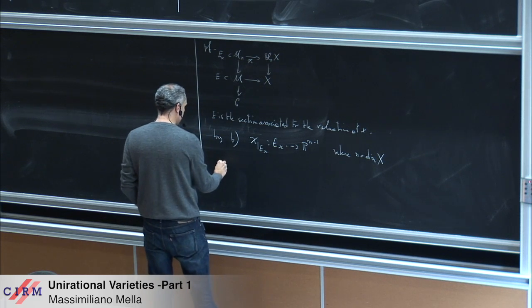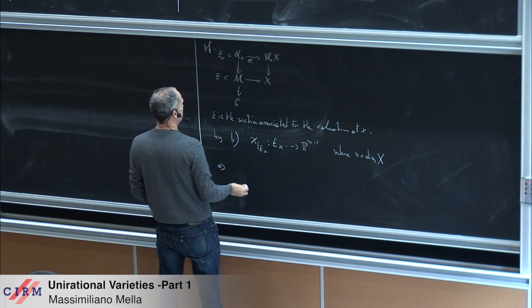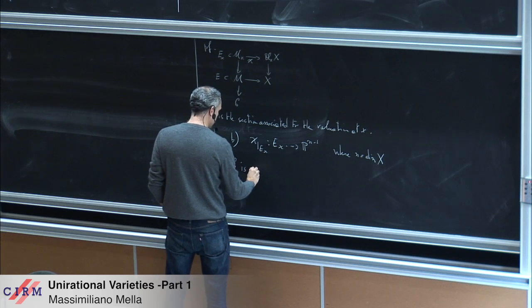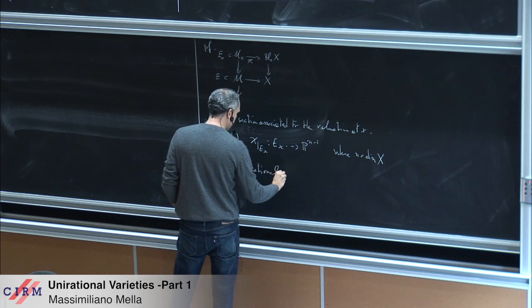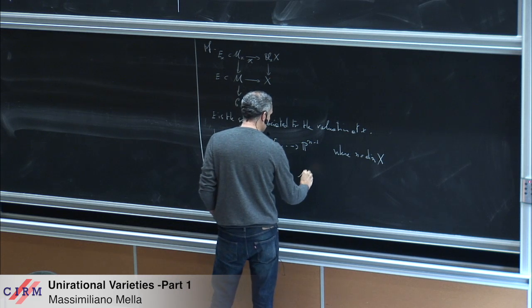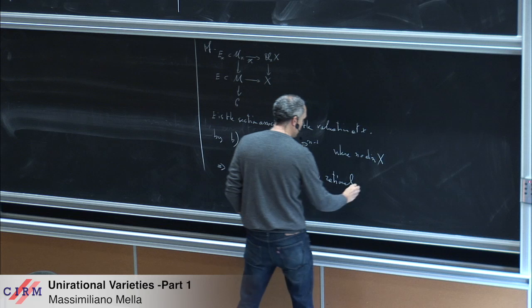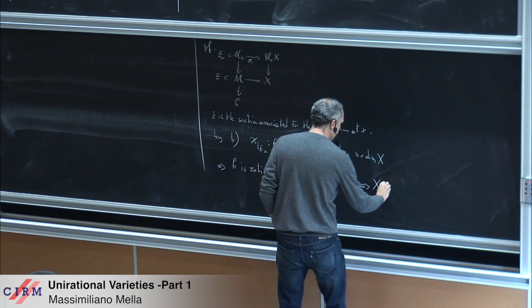So this implies that C is rational, and this implies that U is rational, and this implies that X is unirational.